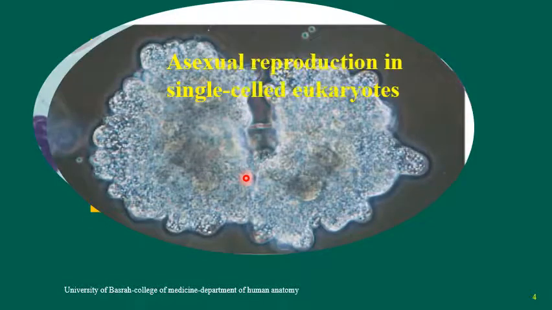The third purpose is asexual reproduction in the single-celled eukaryotes.